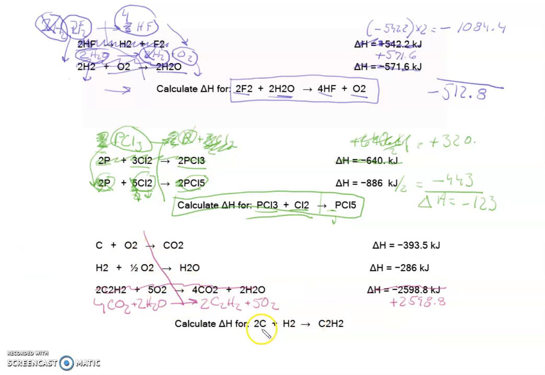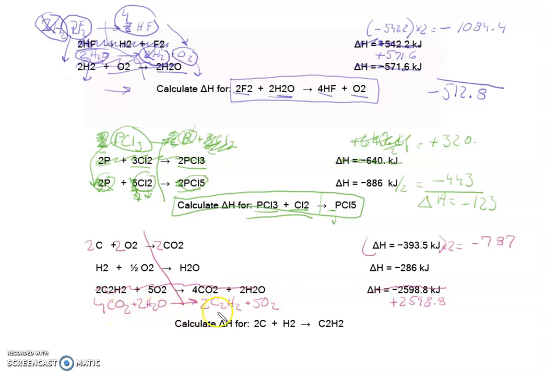Notice at the end I want 2 C's. I only have 1, so I'm going to double this whole equation. I'm going to make this 2, and this 2. So of course I'm going to multiply this by 2. And when I do that, that becomes negative 787. This equation I seem to want 1 H2 at the end, so that seems fine at the moment.